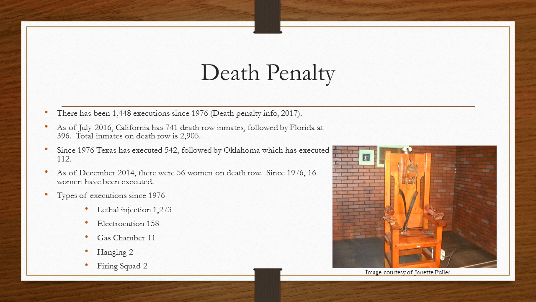As of December 2014, there are 56 women on death row. Since 1976, 16 women have been executed. So what's the race of executions? 56% is white, 34% is black, 8% is Hispanic, and 2% is other. Defense costs for death penalty trials in Kansas averaged about $400,000 per case compared to $100,000 per case when the death penalty was not sought.